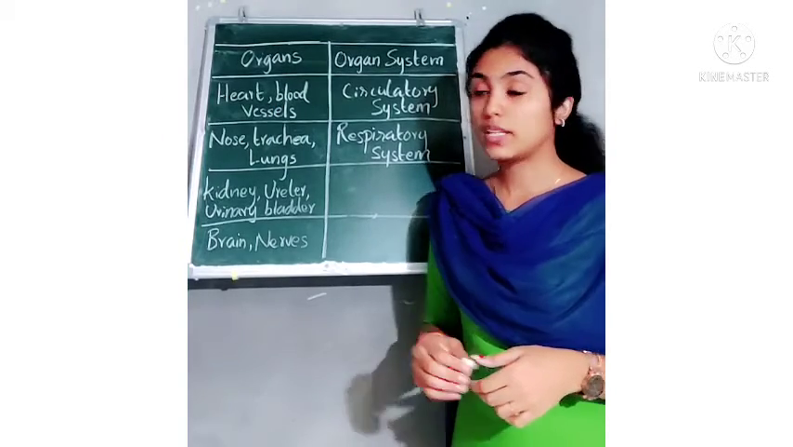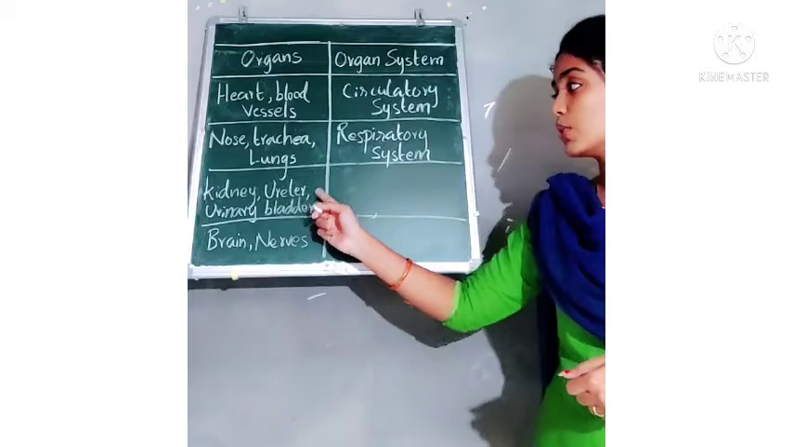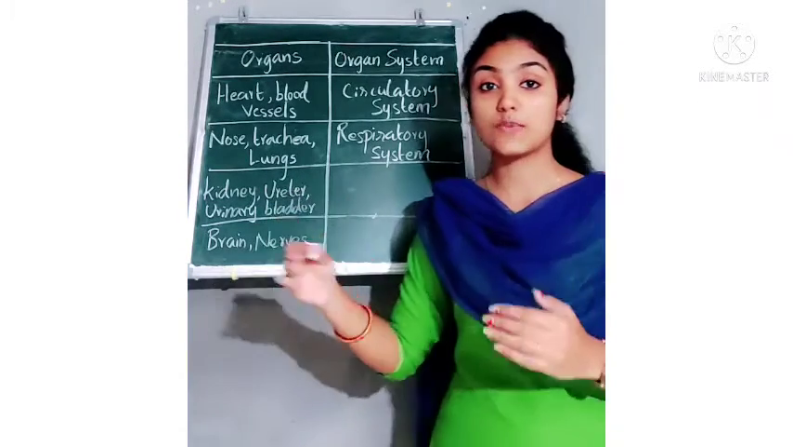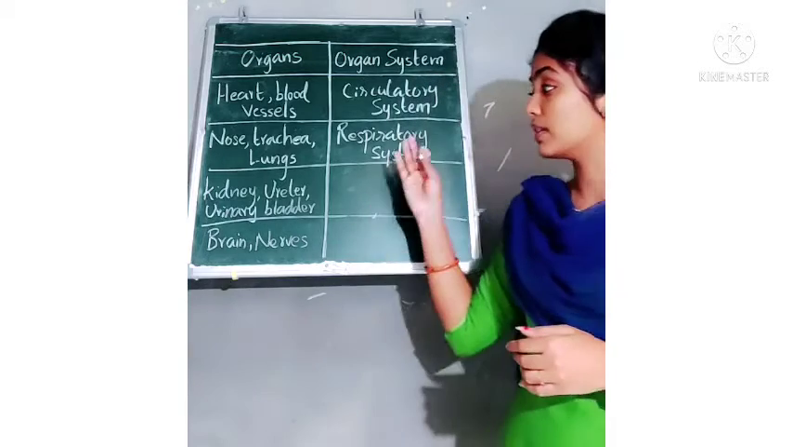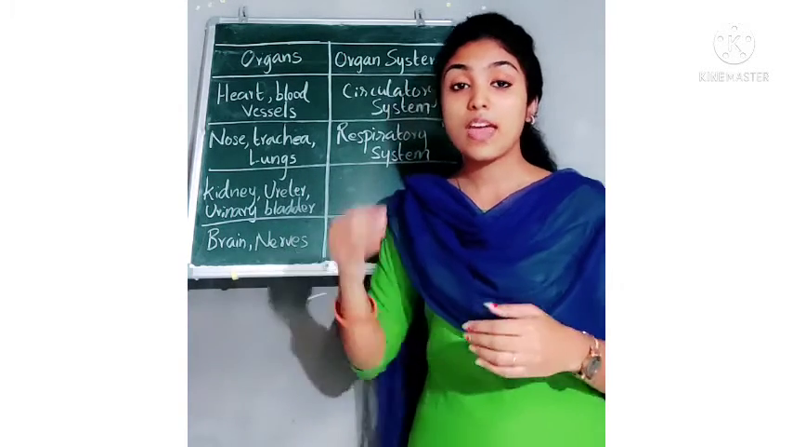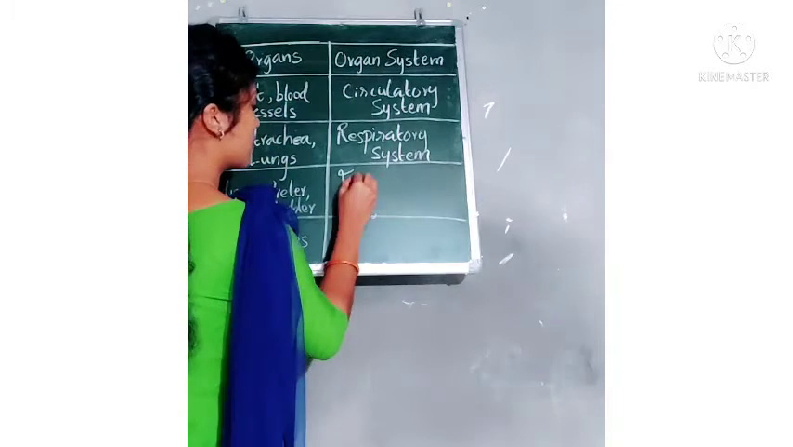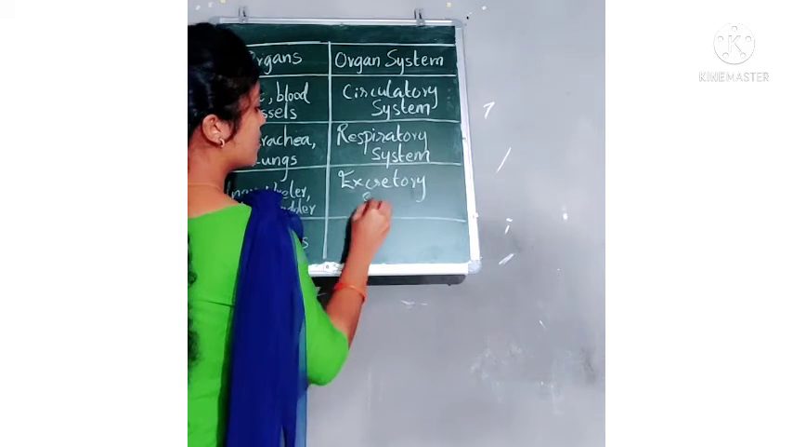Now we shall look on to the next set of organs. Which are they? Kidney, ureter and urinary bladder. So these are the names of some organs. Now tell me, which is the organ system associated with these organs? Yes, it is the excretory system. So we shall write excretory system.